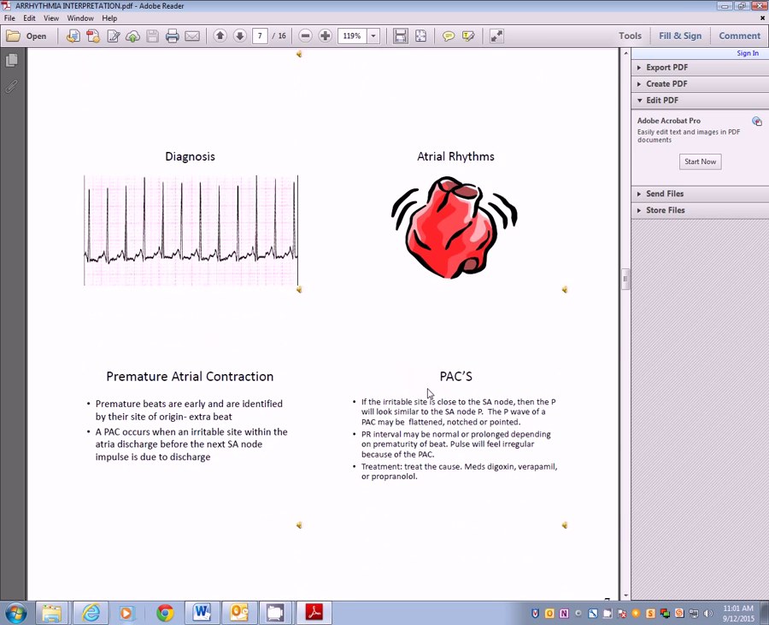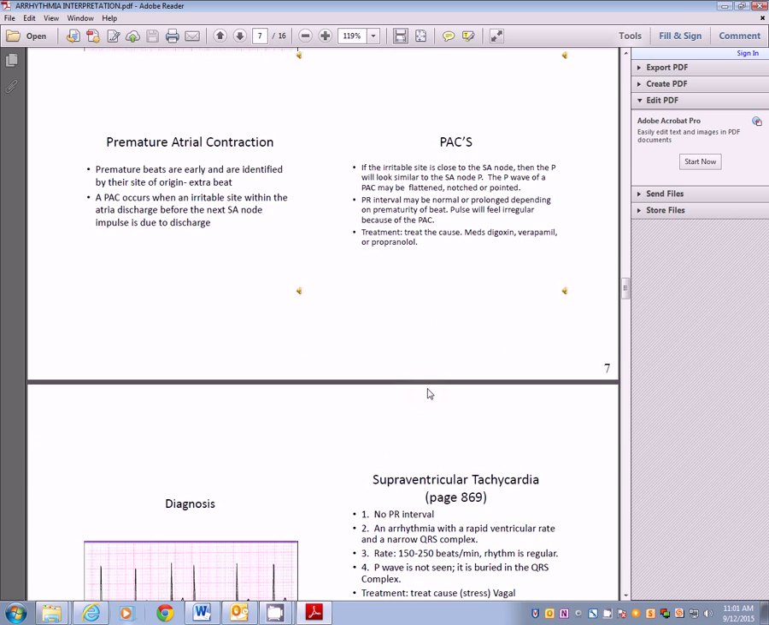All right. So your atrial rhythms, the first thing you have is what's called a PAC. A PAC is a premature beat or an early beat that's identified by their site of origin as an extra beat. A PAC occurs when an irritable site within the atria is discharged before the next SA node impulse is due to discharge. So it's kind of like it just beats itself to it and does it a little bit quicker so that you end up with an extra beat.